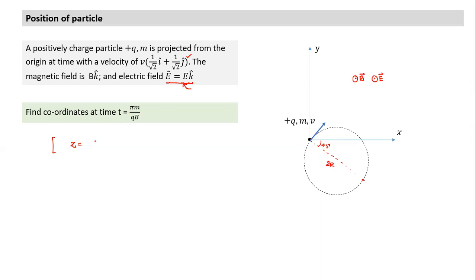Half a t square. So basically, Z coordinate is nothing but the displacement along Z axis in time t. What is displacement in time t? It is uniformly accelerated motion with no initial velocity, so displacement is ut plus 1 by 2 az t square. What is az here? Force in z direction is qE, so acceleration in z direction is qE by m, into t square.